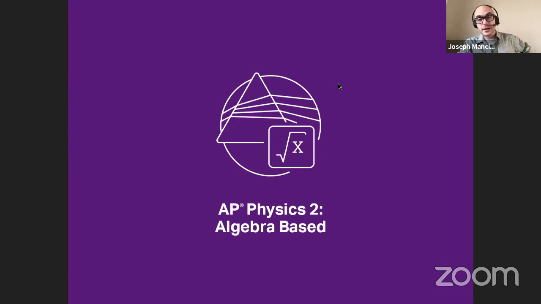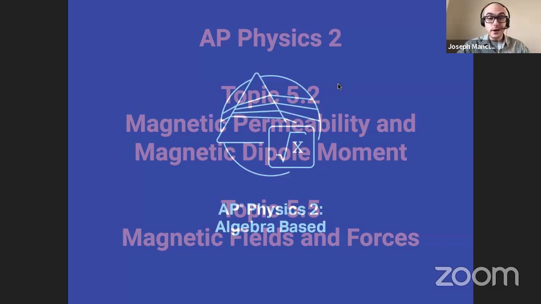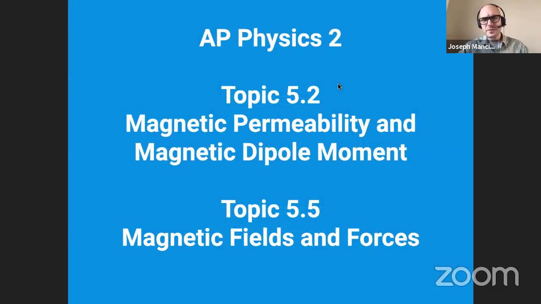Today we're starting magnetism. That's Unit 5 for those of you keeping score at home. This is it. This is the last 4 days. So without further ado, here we go as we talk about magnetic permeability, magnetic dipole moment, magnetic fields, and forces.